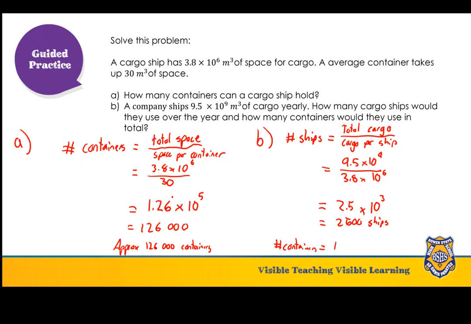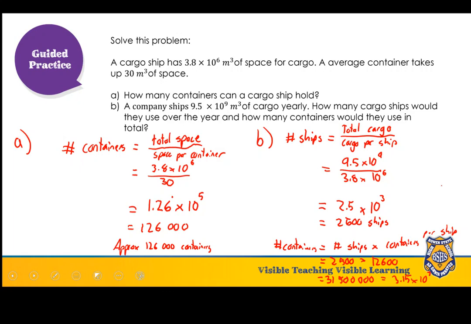And then the number of containers they're going to go through per year will just be the number of ships times the containers per ship. That's going to be 2,500 times, as we figured out before, about 126,000. 2500 times 126,000. Because I got rid of that recurring decimal, the answer will be slightly off, but that's fine. That's 315,000,000, which in scientific notation would be 3.15 times 10 to the 8.